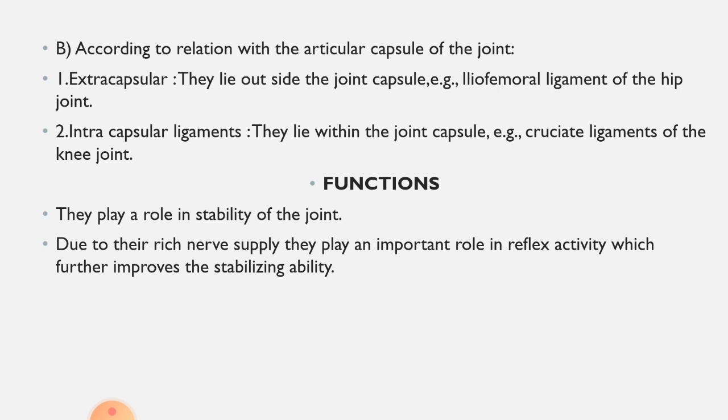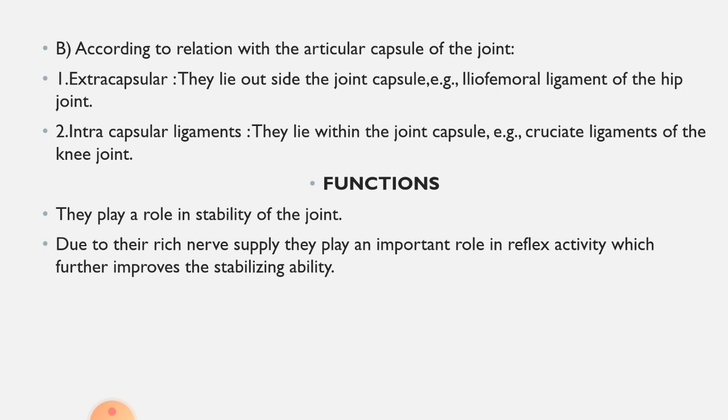ossicles. The next is according to the relation with the articular capsules of the joint. They can be extracapsular, meaning lying outside the capsule of the joint, and they can be intracapsular, meaning lying under the capsule of the joint. Extracapsular are those that lie outside the joint capsule, for example iliofemoral ligament of the hip joint, and the intracapsular ligaments lie within the joint capsule, for example cruciate ligaments of the knee joint, which we saw in the previous slide.